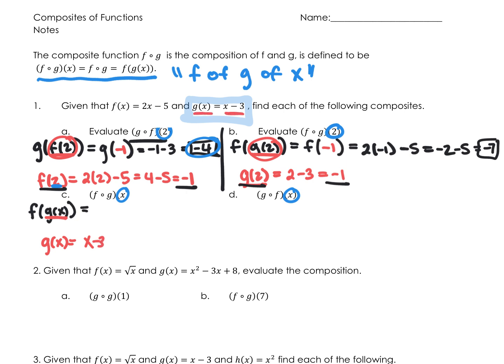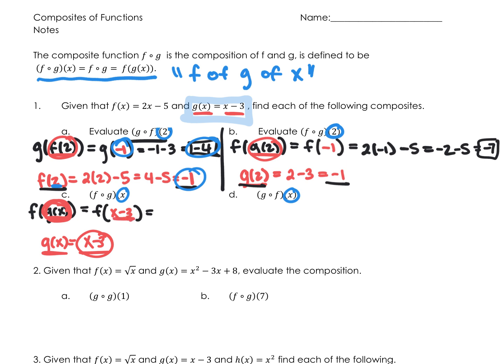They told us that, right? Right here, g of x is x minus 3. So we still have to take that and plug it in here where g of x was. So we're going to have f on the outside, and just like we plugged in negative 1 up here into the equation, we're going to plug x minus 3 in here where g of x was, because g of x is x minus 3. So we're replacing g of x with x minus 3.